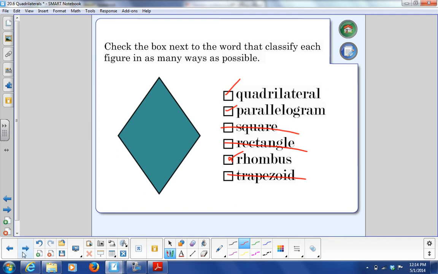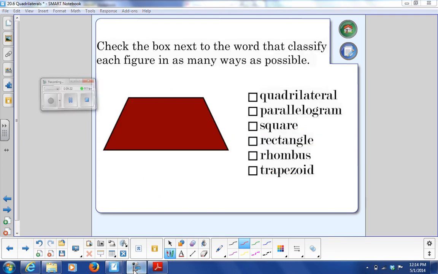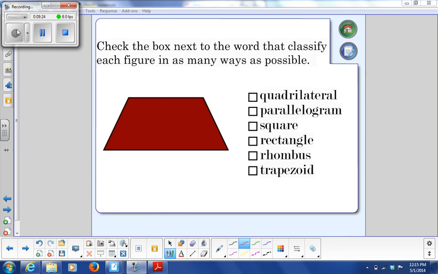Alright, let's take it to the next one. Take a look at that one for a second. Okay, so this is a trapezoid. A trapezoid is definitely a quadrilateral because we're working on quadrilaterals. But is a trapezoid anything else? Is it a rhombus? Is it a rectangle? Is it a square? Definitely not a rectangle or square, right? It doesn't have any right angles. So we can eliminate rectangles and squares.